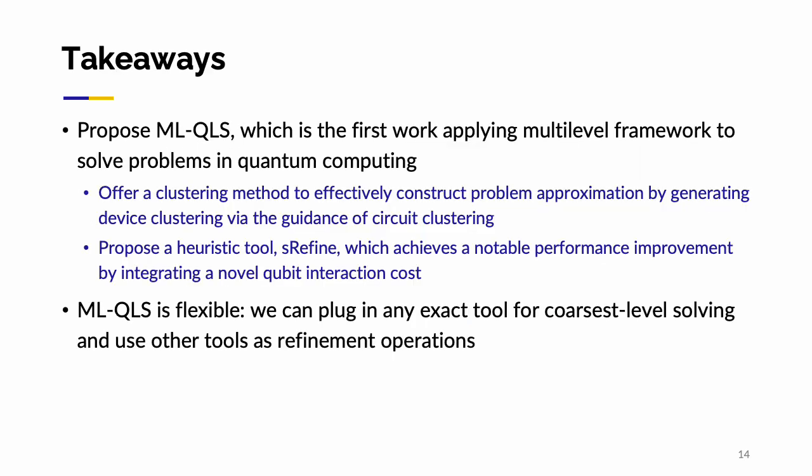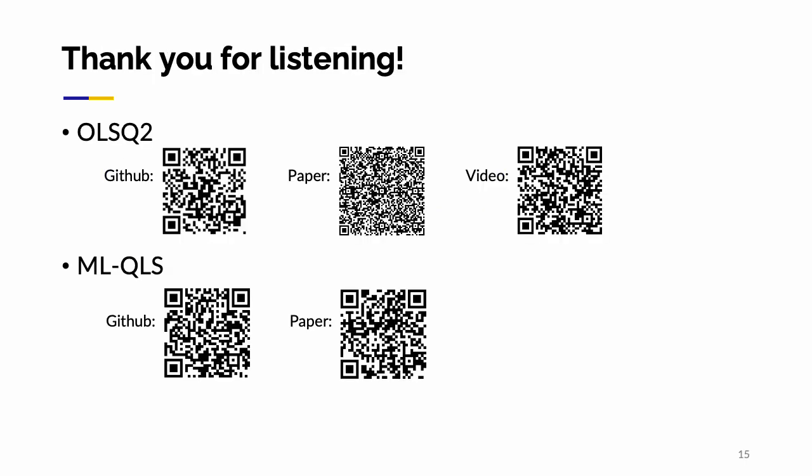Finally, it's a takeaway. We propose ML-QLS, which is the first work applying multi-level framework to solve the problem in quantum computing. More importantly, this framework is quite flexible. We can plug in any exact tool for coarser level solving and use other tool as refinement operation.